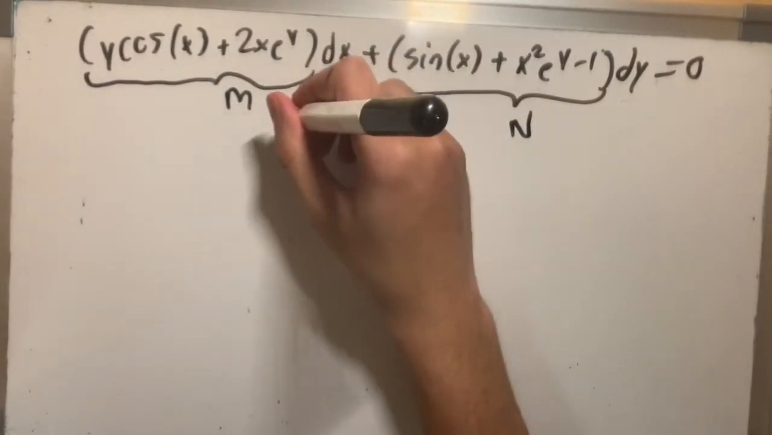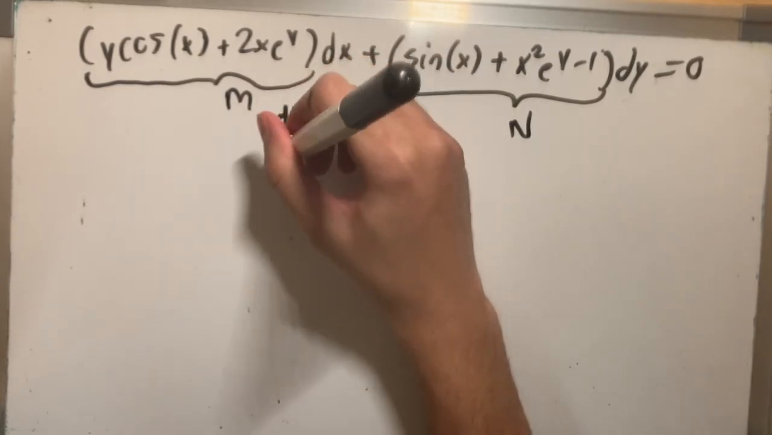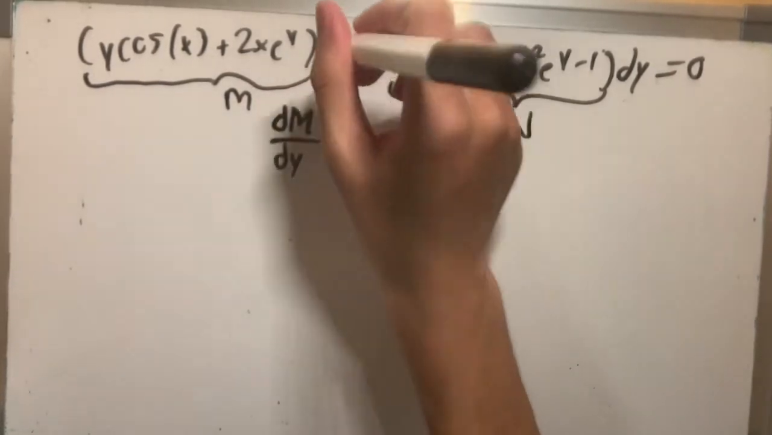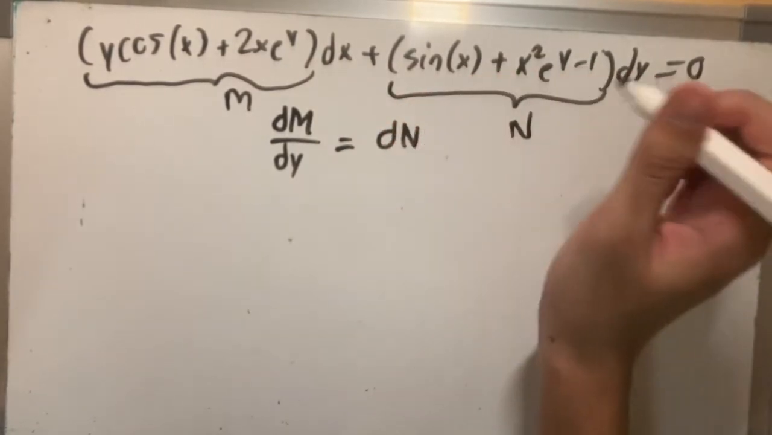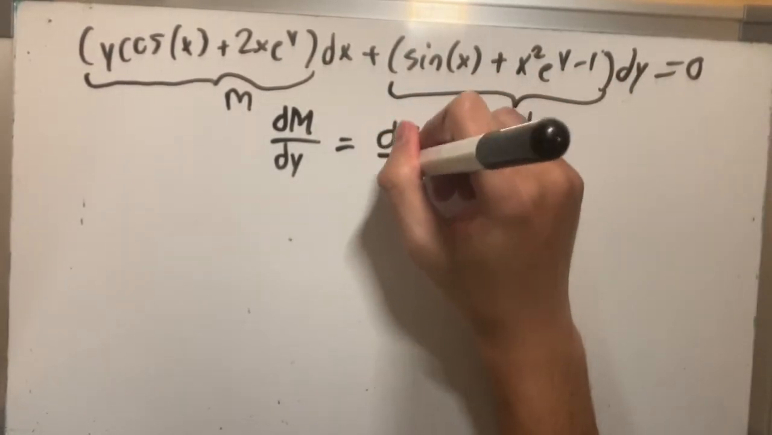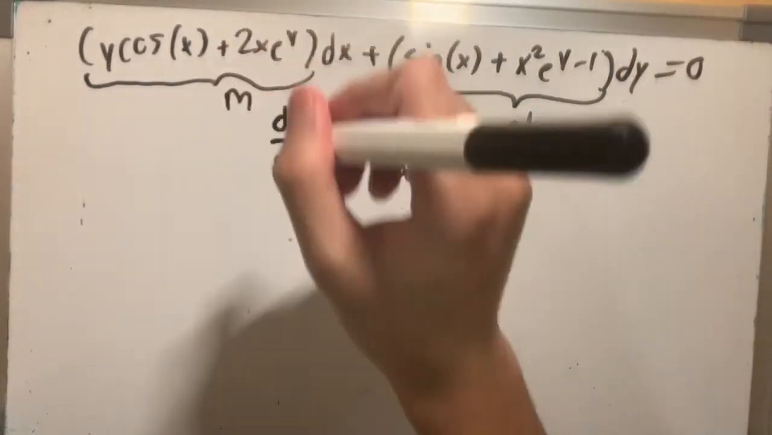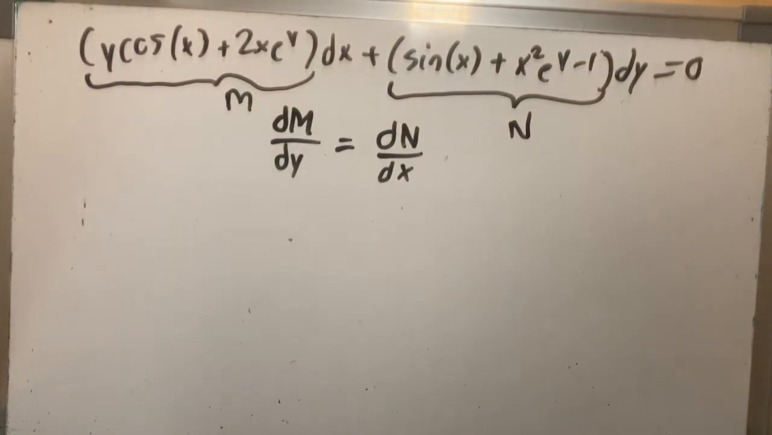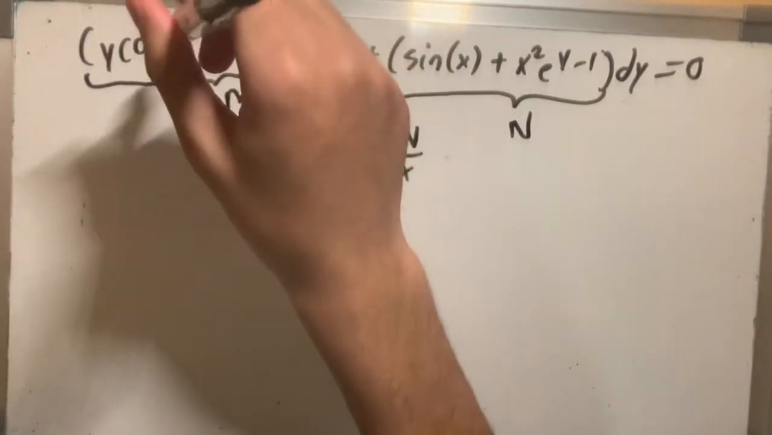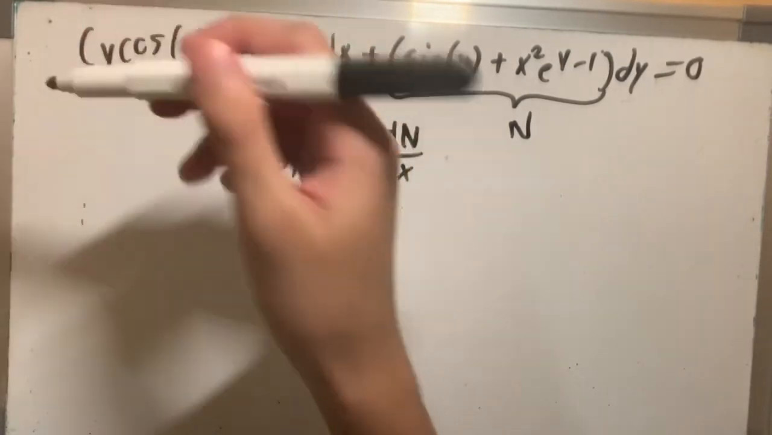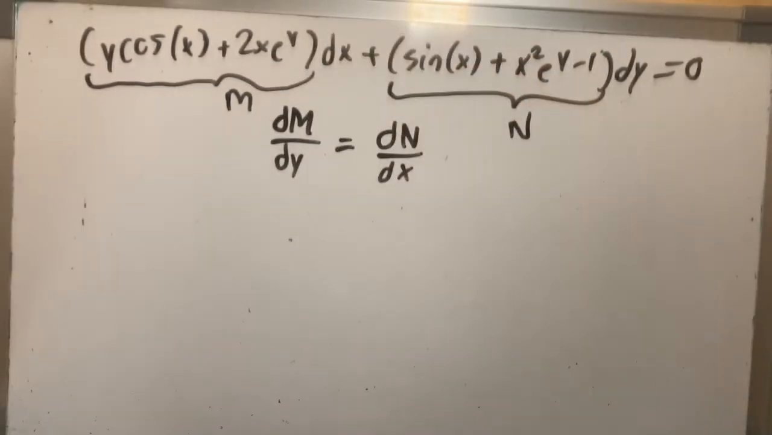So we need to find if the derivative of M with respect to y, not with respect to x, with respect to y, is equal to the derivative of N with respect to x, not with respect to y. That's a pretty big mistake everyone makes. And if you find the derivative of M with respect to y, we'll get cos x, y goes away, cos x plus 2x e^y. e^y will stay the same too.